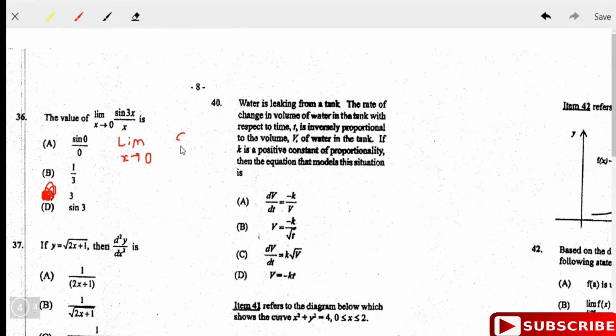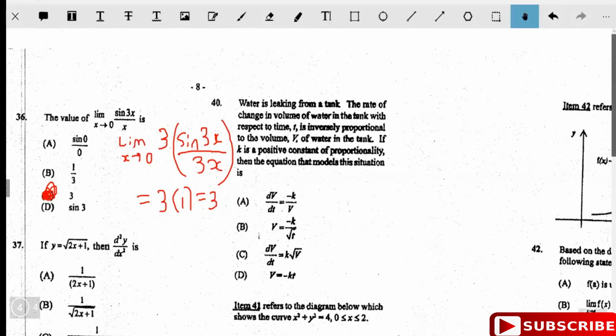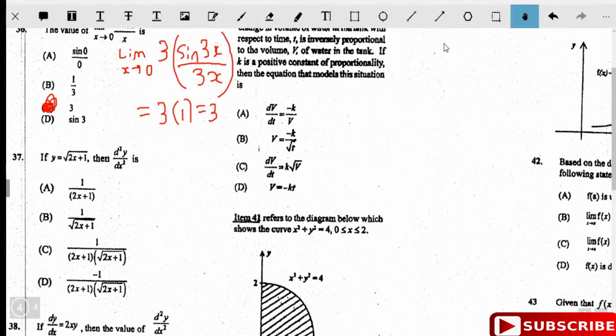And so we can write this as the limit as x approaches 0 of sine 3x over 3x. But remember, this had an x alone. So if we put 3 right here, we have to put a 3 in the numerator. And then the limit of sine 3x over 3x is 1. And so it works out to be 3 times 1, which is 3. So that's how we get C. Easy stuff.